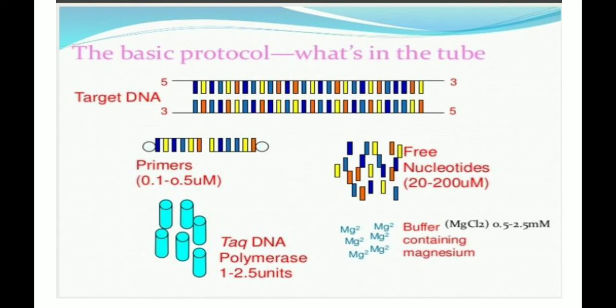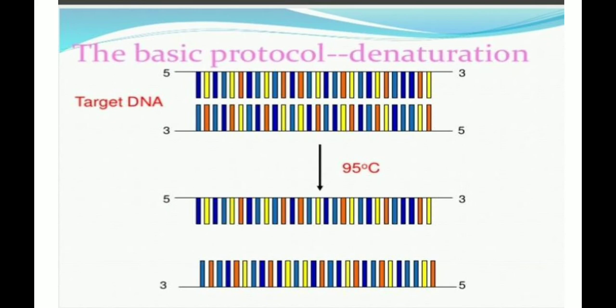Then on the left side you can see the primers, and the amount of primer is mentioned, 0.1 to 0.5 μM. Then free nucleotides, which we have to add on that primer. There is Taq DNA polymerase enzyme, at 1 to 2.5 units, and a buffer containing magnesium. So these are the components of PCR. Now the first step we can see here, the target DNA.